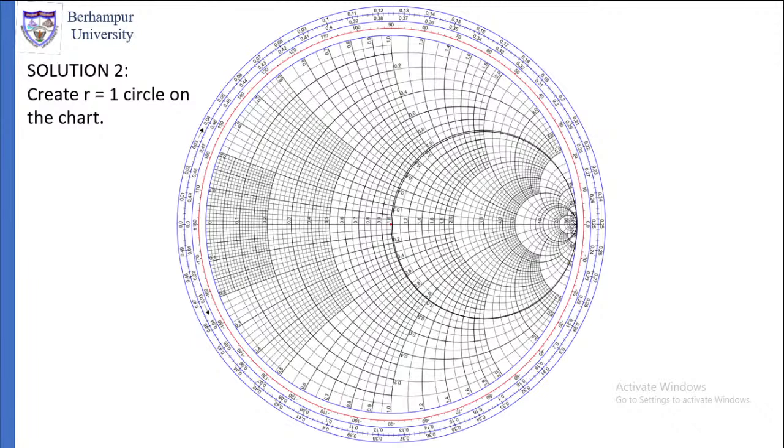How to do that? You locate the r is equal to 1 point on the Smith chart, then the r is equal to infinity point, which is the right extreme end, on the Smith chart. The distance between these two points is the diameter of the circle. Once you know the diameter, you can find the radius of the circle and draw it. I'll give you 1 minute to draw this circle.